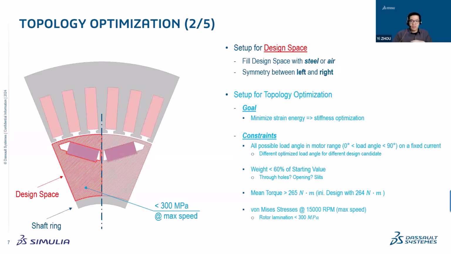The last thing is from the structure side. We want to take the Von Mises stress into consideration. That means if the machine runs at the maximum speed, like 15,000 RPM for this machine, we don't want the rotor, for example, to tear up. So in this case, we set 300 megapascal for the rotor lamination, or the rotor main part, and 100 megapascal for the magnets.